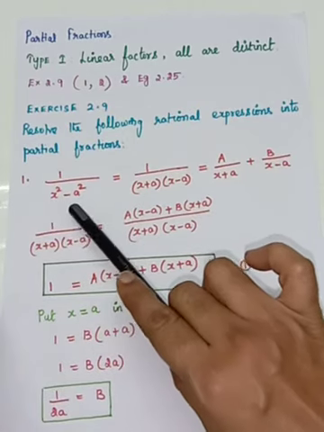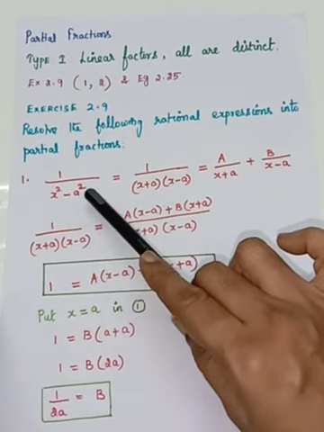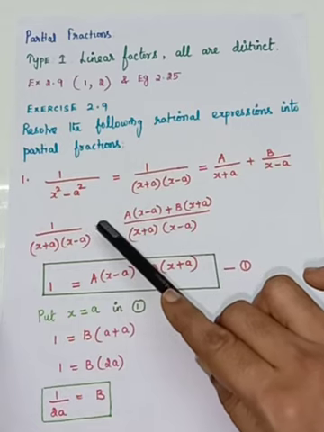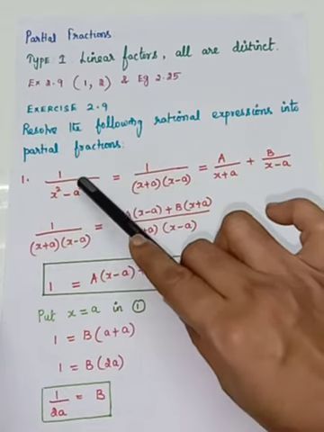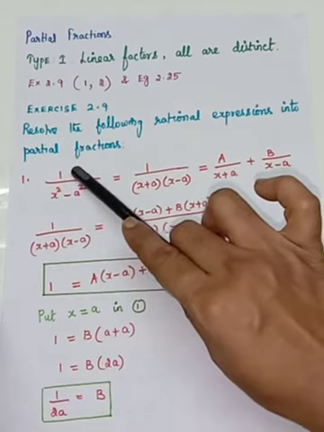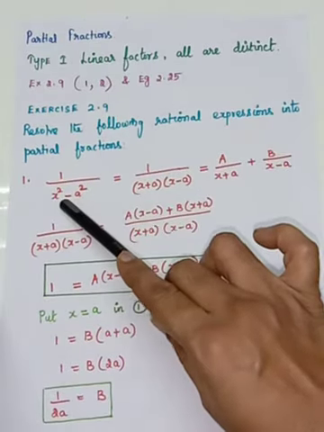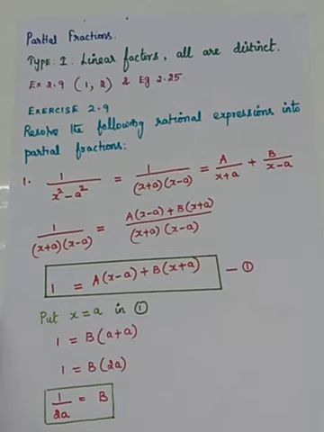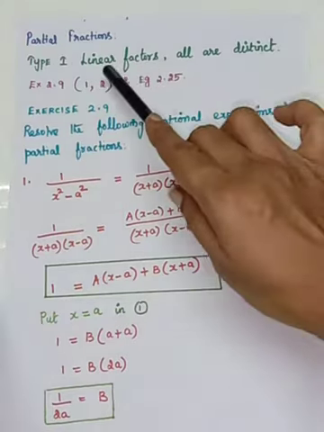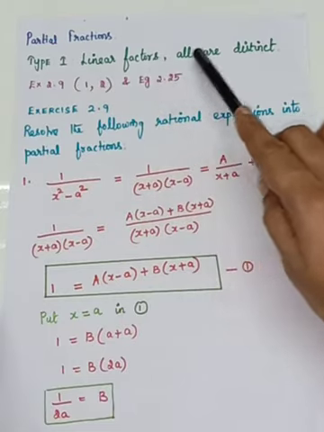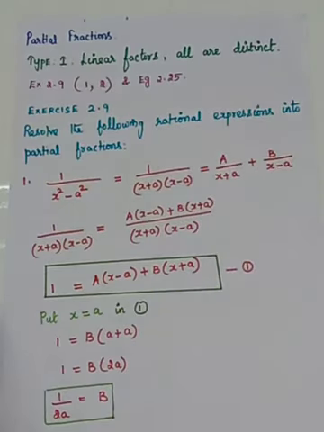So what is the first step I have said? You have to check the degree of the numerator and the degree of the denominator. What is the degree of the numerator? Here it is 0. What is the degree of the denominator? It is 2. So numerator degree is less than the denominator degree, so we can go to the partial fraction. Here, what type did I say? Linear factors, all are distinct.